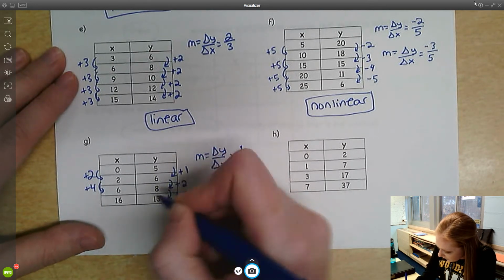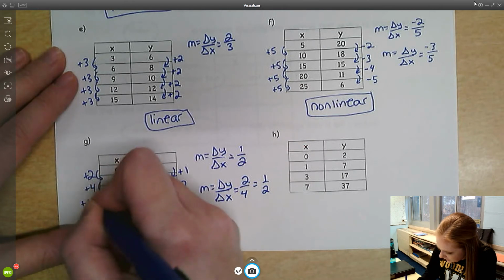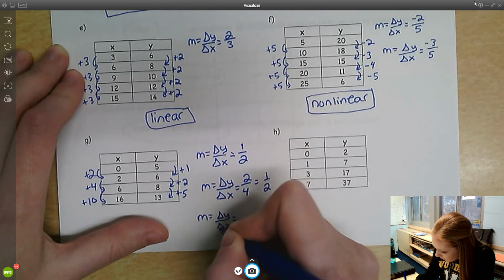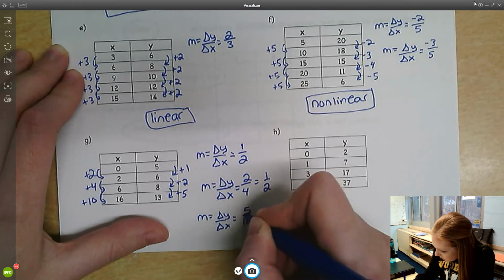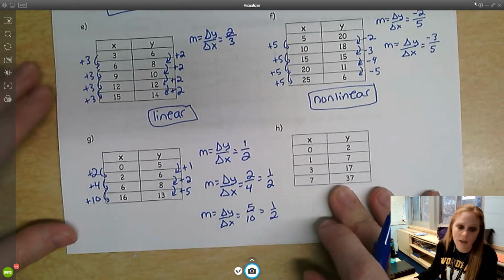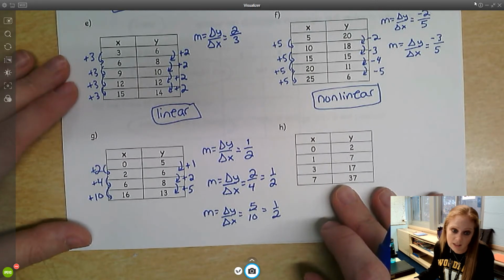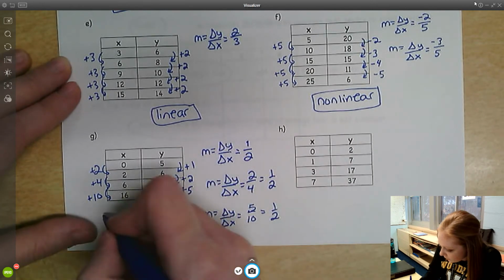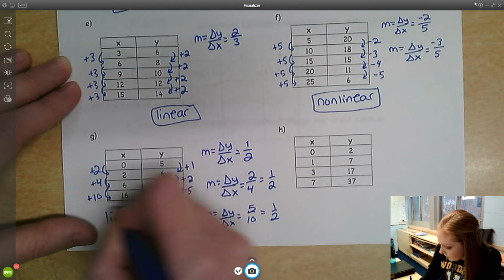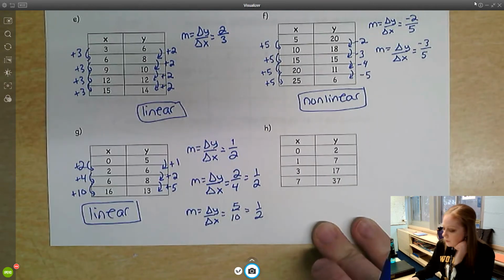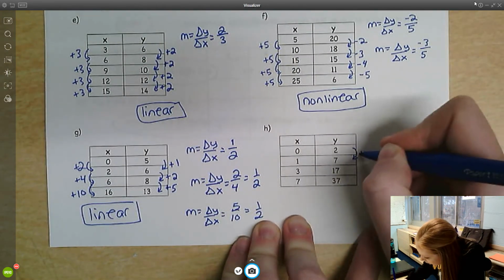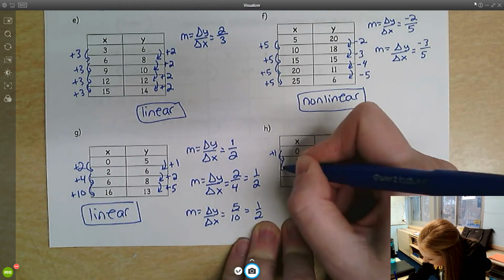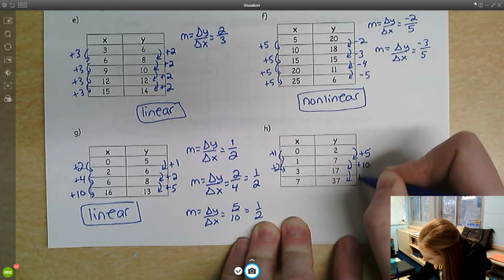Up 5, 8 plus 5 is 13. 6 plus 10 is 16. Change in y is 5. Change in x is 10. That also simplifies to 1/2. So the rate of change is constant here. The slope is the same, 1/2 the whole time, even though it didn't maybe look like it right away from the table. That's why you have to actually find the rate of change. This one is linear.